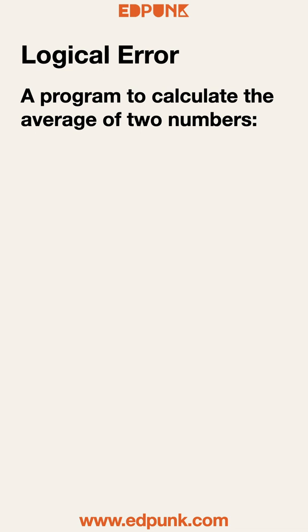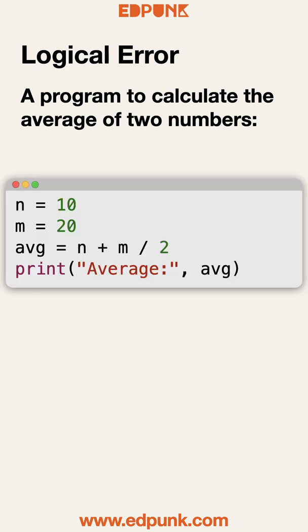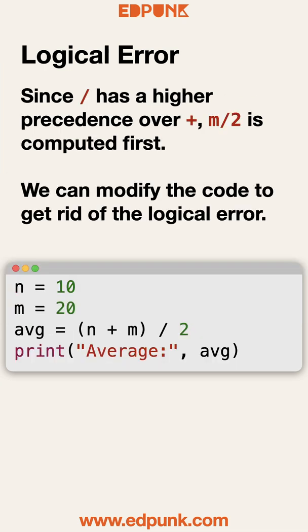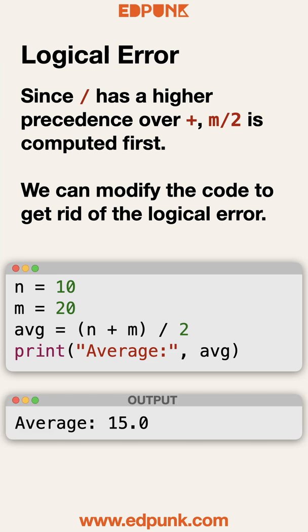Let us look into a program that calculates the average of two numbers: n = 10, m = 20, average = n + m / 2. Next, we print the average. Upon execution, the result is average 20.0, which is incorrect as there is a logical error in the code. Since division operator has higher precedence over addition operator, m divided by 2 is computed first. The code can be modified easily and we can get rid of the logical error by enclosing n + m within parentheses. Now, the output of the code is average 15.0, which is the correct output.